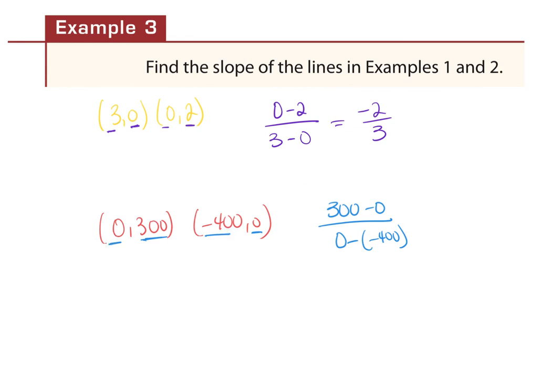And when I do that, 300 minus 0 gives me 300. 0 minus a negative gives me positive 400, and that will reduce. You do want to always reduce your slope. Always reduce it. Leave it as a fraction. Do not do a mixed number if it's improper, but you do want to always reduce it. All right? Questions on this?